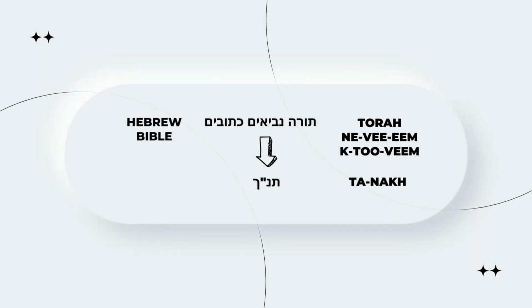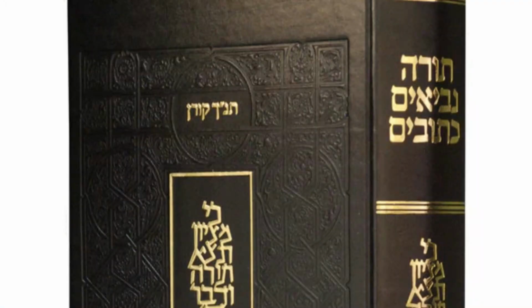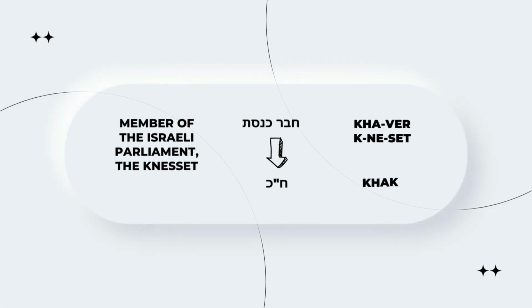Tanakh is the abbreviation for Hebrew Bible, in Hebrew, the canonical collection of Hebrew scriptures, including the Torah, represented by the letter Tav, Nevi'im, represented by the letter Nun, and Ktuvim, represented by the letter chaf, chaf sofit, at the end of the word. Torah, Nevi'im, Ktuvim, abbreviated by the word Tanakh. Chak is the abbreviation for Chaver Knesset, which is masculine for member of Knesset in Hebrew, referring to a member of the Israeli parliament, the Knesset.